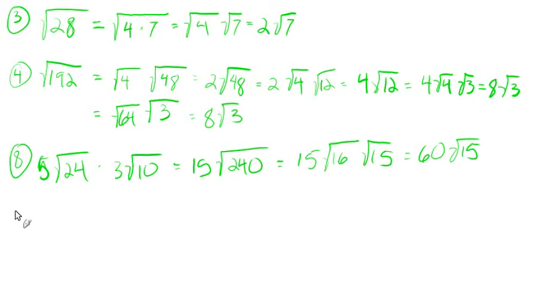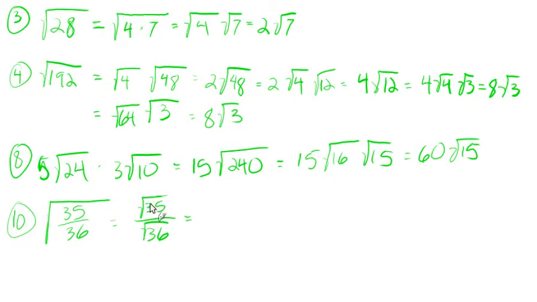All right, number 10. Now we've got fractions. The square root of 35 over 36. So we can use this property, just the square root of the numerator over the square root of the denominator.